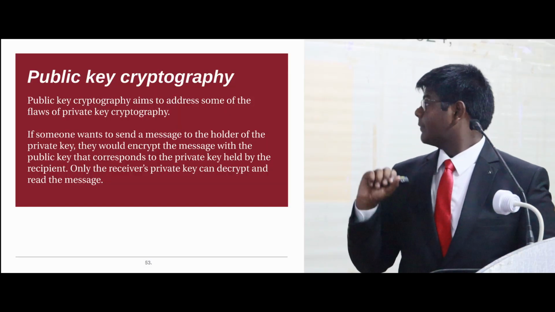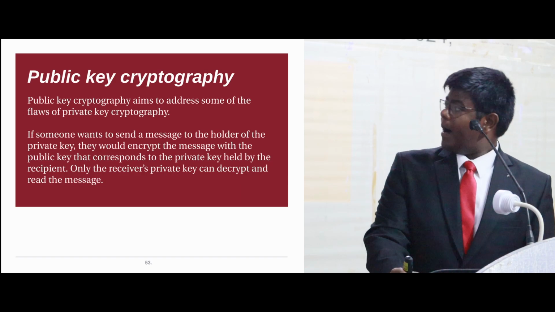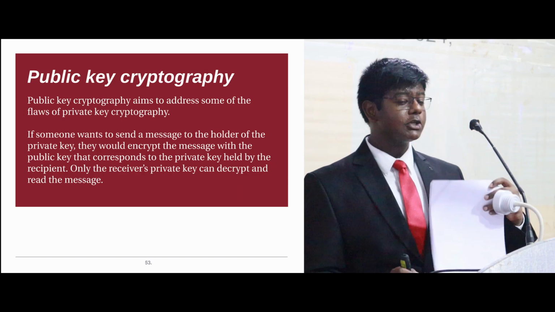Now, let's look at the antidote to this in a classical way. Public key cryptography. Public key cryptography aims to address some of the flaws of private key cryptography. Here there are two keys in the mix. There is a public key that is visible to all, and if you are using WhatsApp, you are using this type of encryption. The public key can be known by anyone and does not pose a security threat, but the private key must be kept secret. If someone wants to send a message to the holder of the private key, then they would encrypt the message with the public key that corresponds to the holder's private key, and only the receiver's private key can decrypt and read the message.